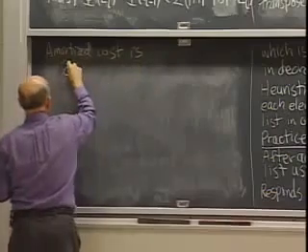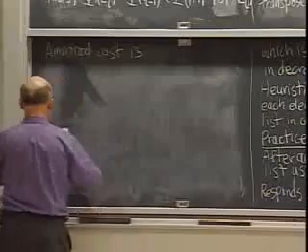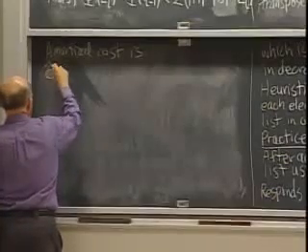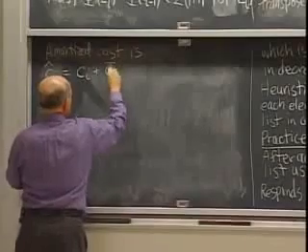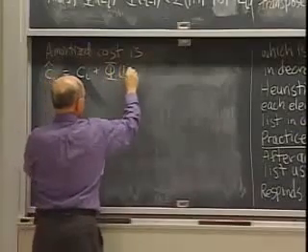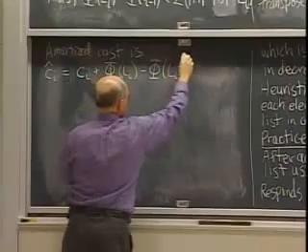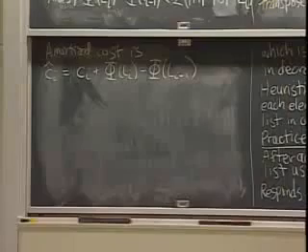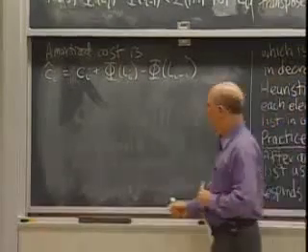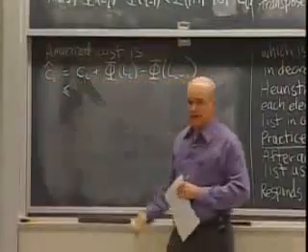So amortized cost is just C hat sub i, which is equal to the true cost plus the change in potential. That's just the definition of amortized cost when given potential functions. So, what is the cost of operation i?